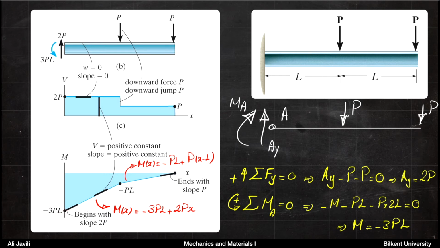Then it has a slope 2P because M prime again equals V, and V is 2P from point A until the center. So you would have a line with the slope 2P until you reach the center. And after that, you would have a line with the slope P until you reach 0. And then again, at the end, the moment is 0 because it's free. So there is no moment applied here. So the moment must be 0.